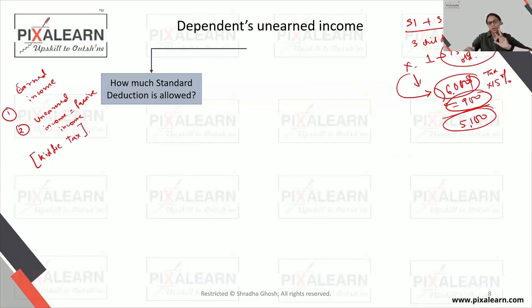Okay, so there are two things now. The first thing is, what is the treatment of the earned income? Okay, yeah, you're correct, Sakshi. Just let me finish the thoughts. So first thing is, how much is the standard deduction allowed?